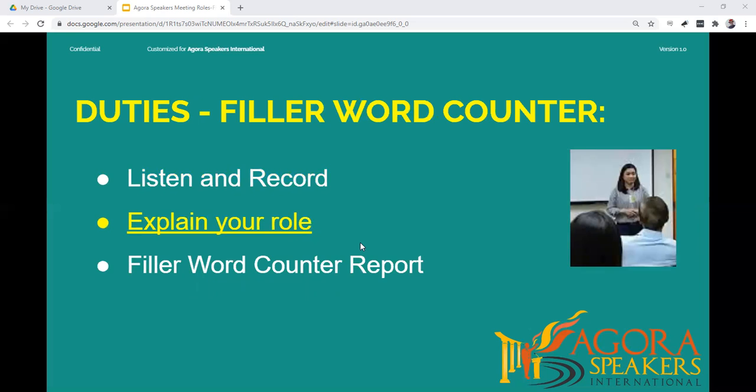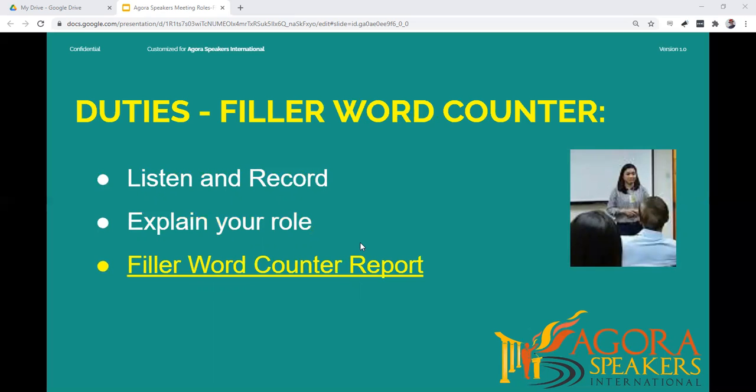At the beginning of the meeting, you will be asked by the meeting leader to explain your role. Try to explain not only what you will be doing, but why having filler words when speaking is bad. For example, when a person is speaking, many filler words being used can distract the audience's attention from what is being said.